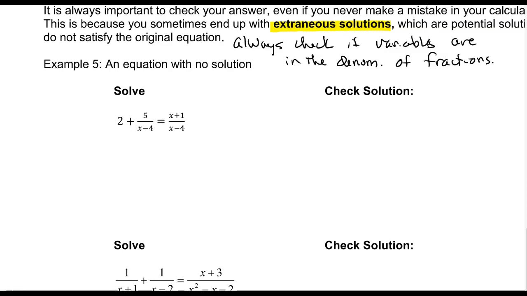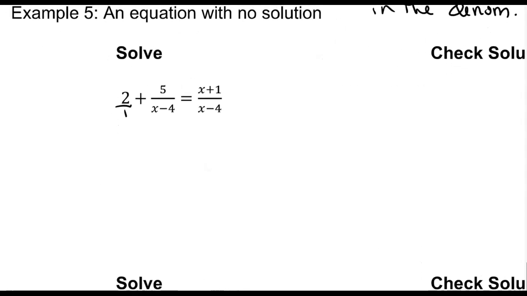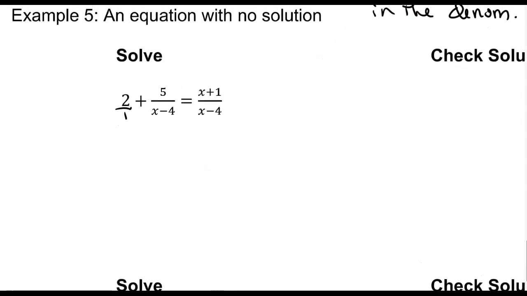Here's an example of this happening. First of all, wouldn't I put that 2 over 1? And the reason why I would do that is just to make my brain think everything has a lovely what? Fraction. Okay, so we get here 2 over 1 plus 5 over x minus 4 equals x plus 1 over x minus 4. Oh, look, I have fractions. I don't like fractions. So what do we do? Multiply by what? Oh, did I just hear it? Least common what? Sounding familiar? Why we had to do this yesterday?